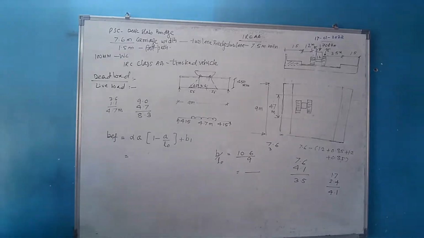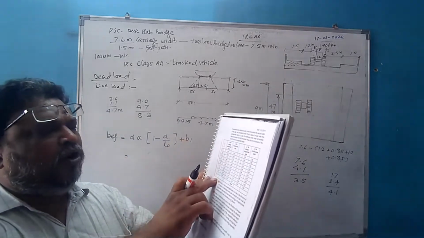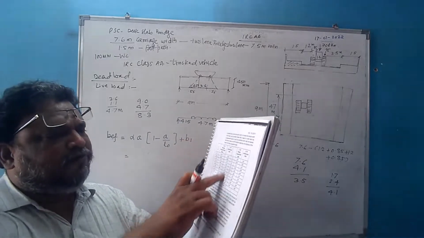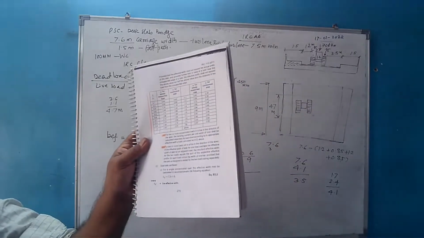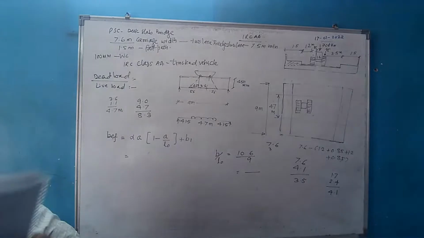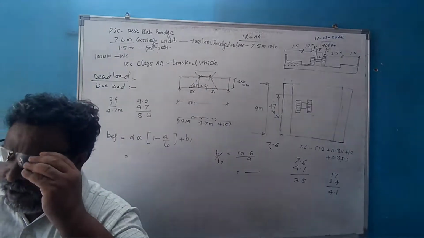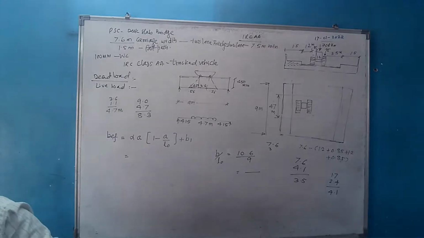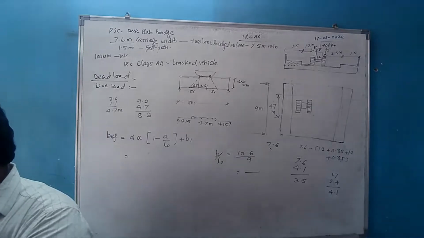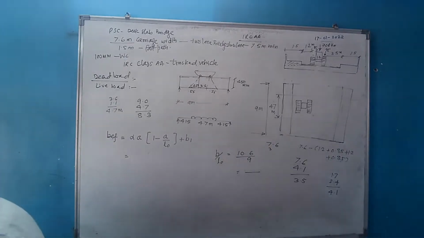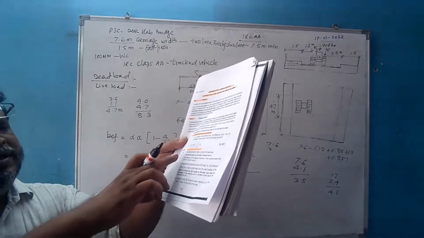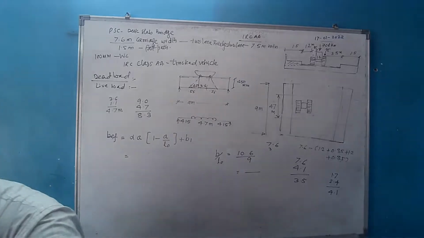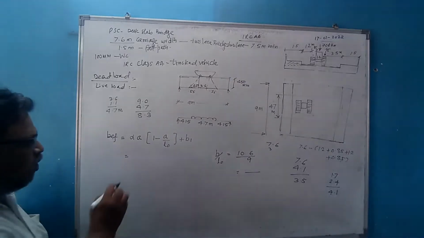For simply supported slab, B by L naught is there. Alpha for simply supported slab, alpha for continuous slab, again B by L naught. There is a table here, available on page number 279. So from here, for the solid simply supported slab, we had 2.631. This equation is given on page number 278. You should have the code available now. 2.631 was the value of alpha.